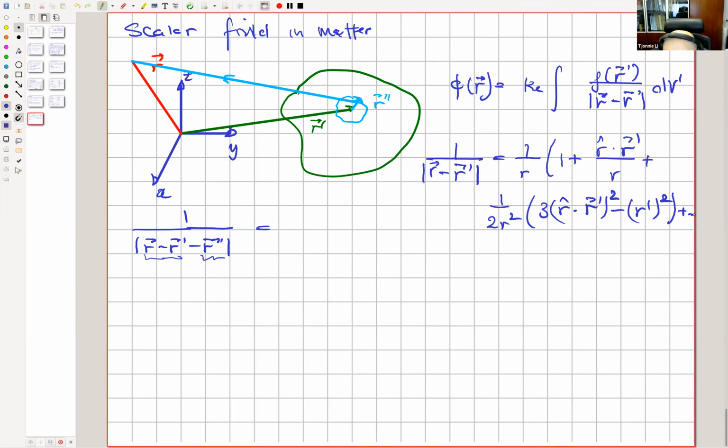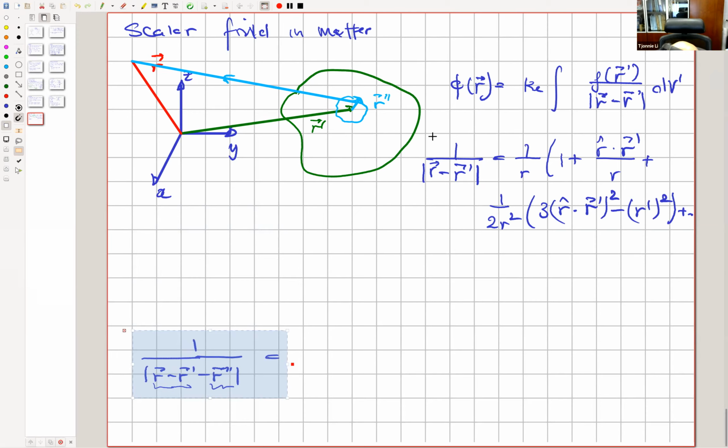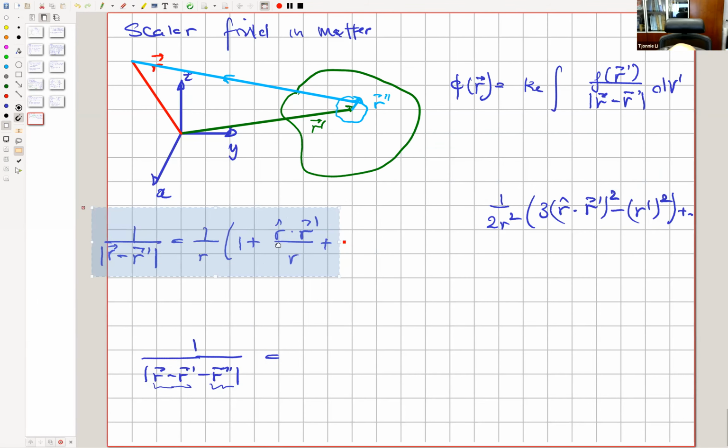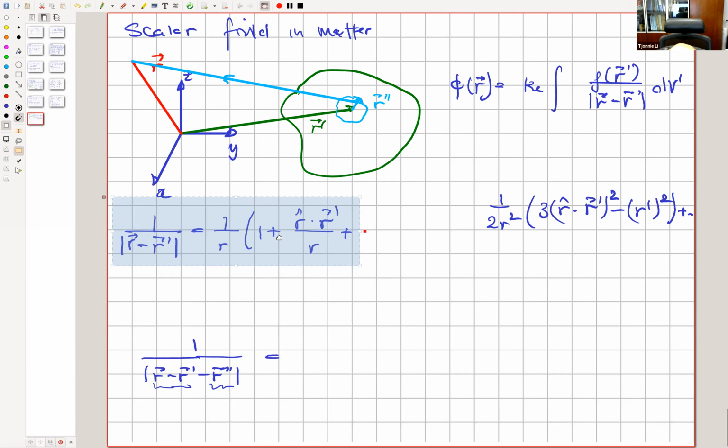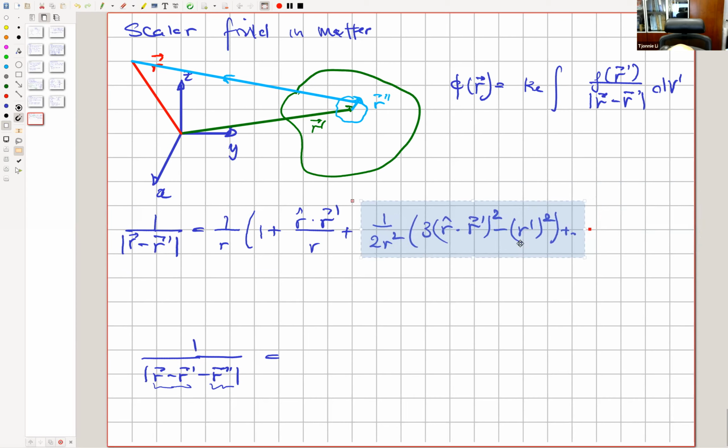Okay, so actually let me rearrange this. It's less awkward. Okay, let's put this here. Let's put this here. You gotta love modern technology.